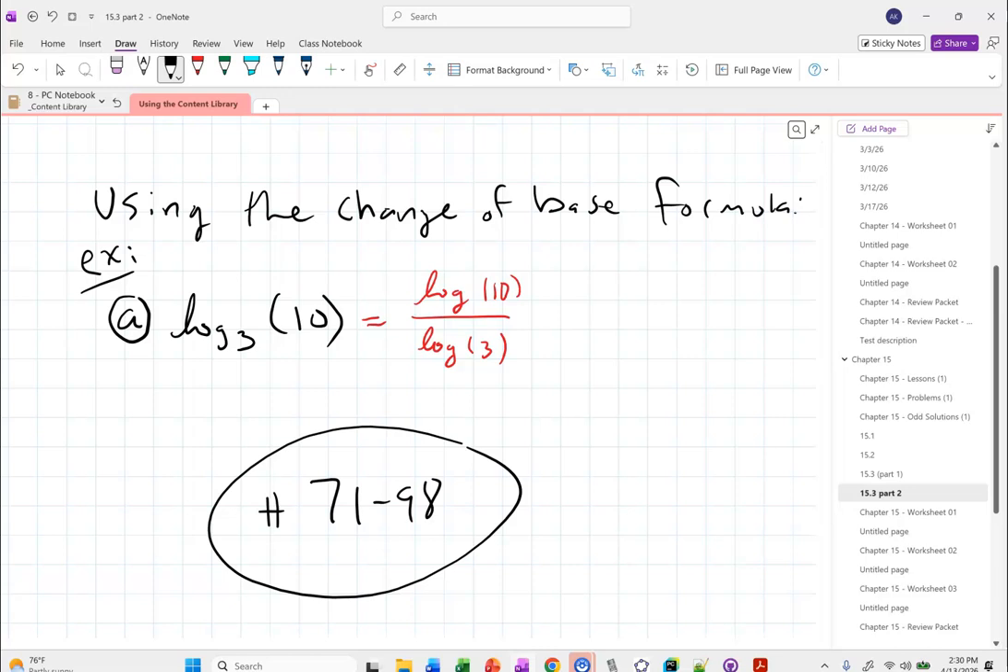Those are all expanding, condensing, and change of base formula problems. Due Sunday at midnight.